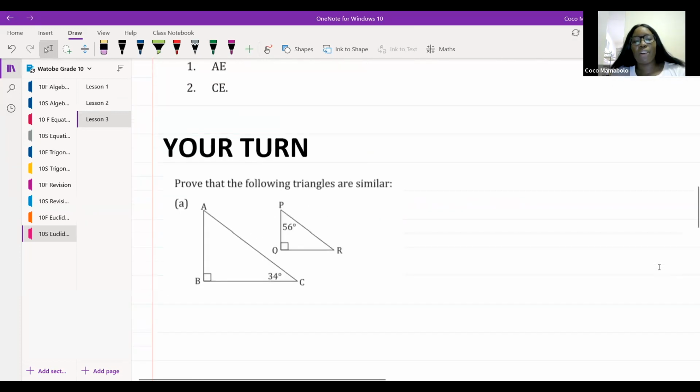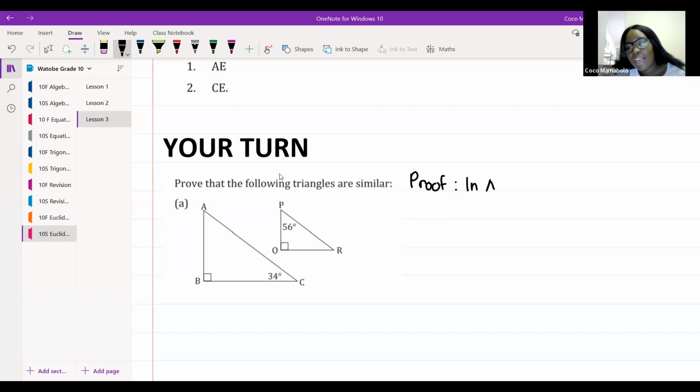All right, let's have a look at this one that we've got. Now remember, guys, we need to map our triangles out in the correct way. Now, this says, prove that the following triangles are similar. So I'm going to start by going, because that's actually what I'm doing, I'm proving things.